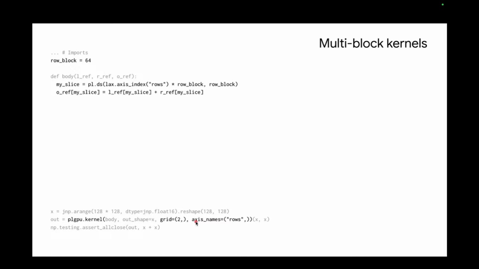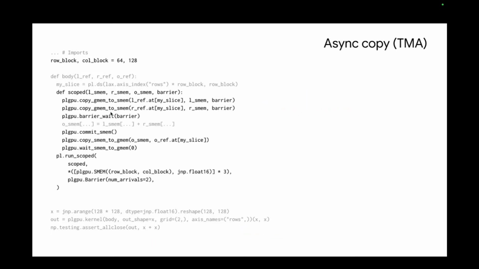Now one change is that the PLGPU kernel actually also wants you to name your axes, so you will not be referring to them by integers. It will be names. And then you can query using lax, which is JAX lax axis index. You can query which one you are. Again, you just take a disjoint slice of row block elements and you apply this slice to references. Nothing really changes here. Yeah, grid has 2 blocks now, and again, no pointer arithmetic, just slices.